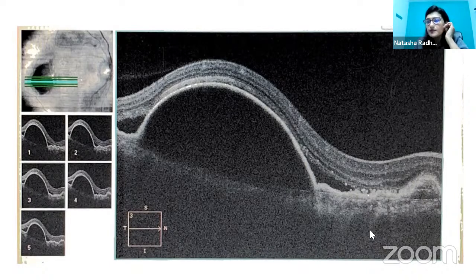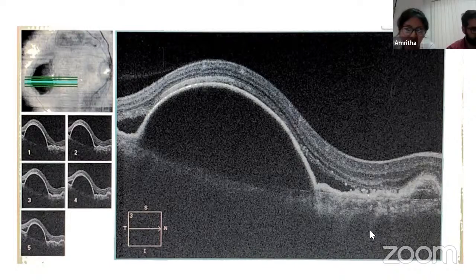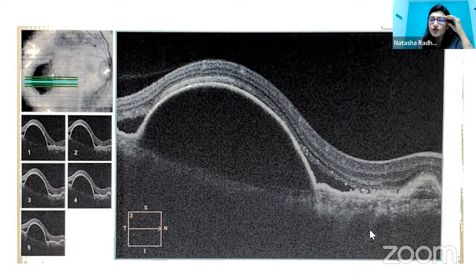So what about fibrovascular? If it was fibrovascular, what would be the difference? In fibrovascular, there will be hyperreflective material. It can be both hyperreflective and hyporeflective, so it will not be very homogeneous. It will be a little more heterogeneous. There will be fibrovascular areas, there may be some bleed there, there may be some fluid there. So it will be heterogeneously reflective, and it will shadow the Brooks membrane, and you will not be able to see the Brooks membrane clearly.